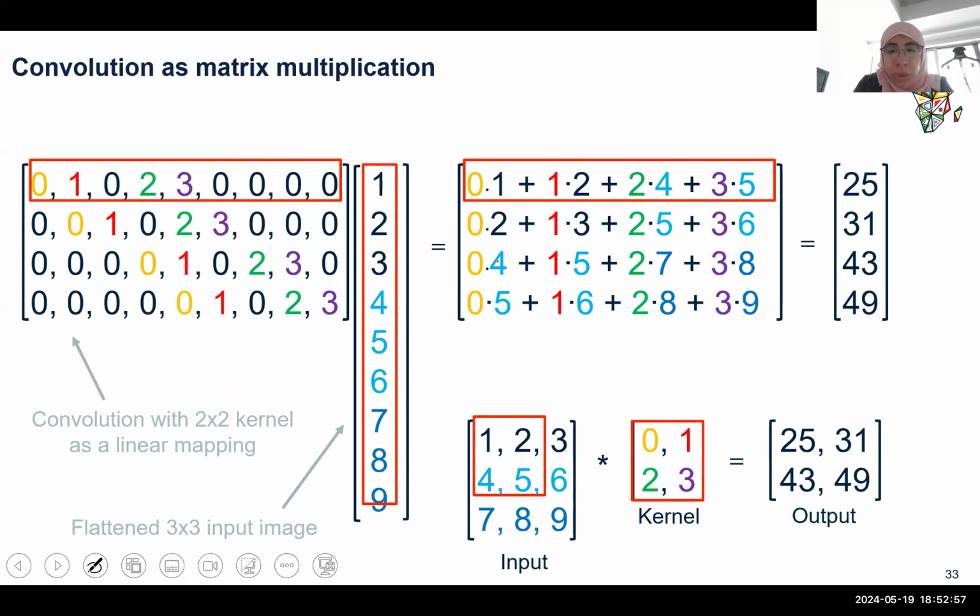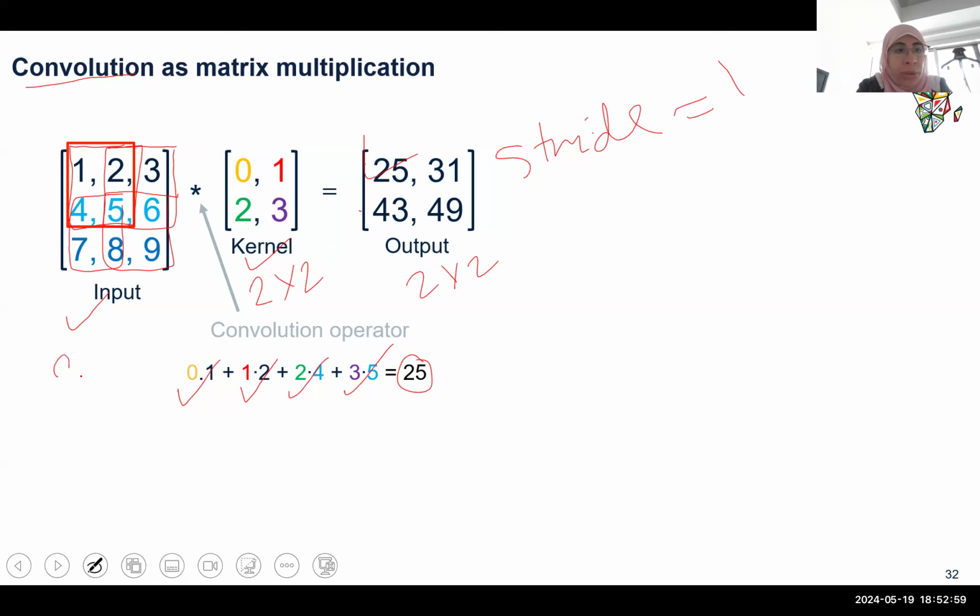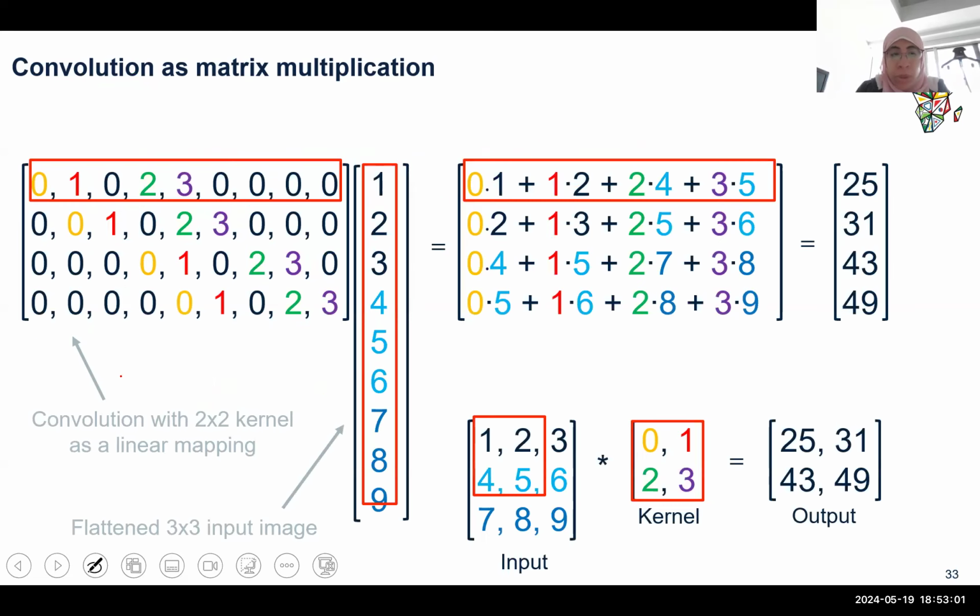So the first thing you're going to do is take your 3x3 input image and flatten it. This flattened version, which is just 1, 2, 3, 4 until 9, will be a 9x1 vector after the flattening. Then you're going to represent the convolution as a matrix multiplication.